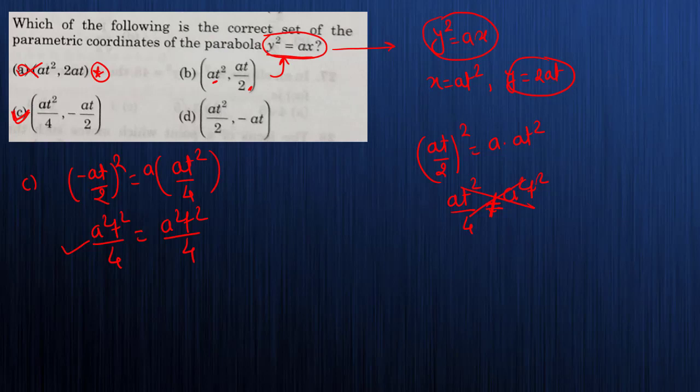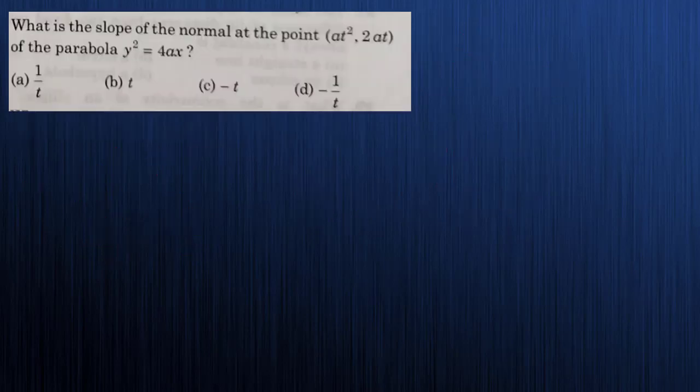Okay, why are we doing this much procedure? Because they have not given it in a standard form. You can go the other way also. So this 4a is equal to a they have given, so a is coming as a by 4. So just take these values and substitute in this at square and 2at, you will get the same answer, a t square by 4 comma minus at by 2. Okay, very good.